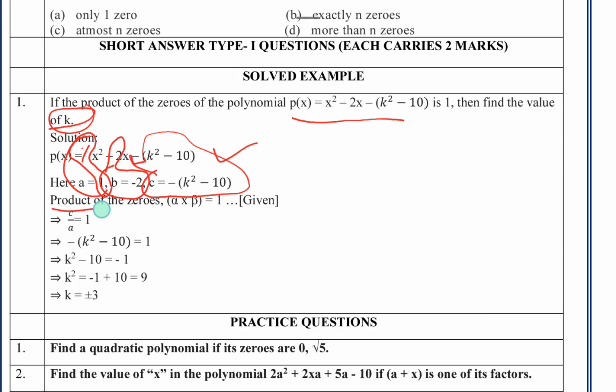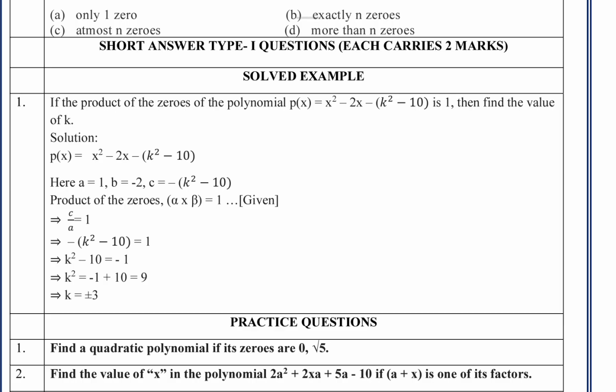Then the product of the zeros, alpha into beta, is 1, and c by a is 1. So minus k square minus 10 equals 1, and k square minus 10 equals minus 1. Shifting the minus to this side, k square equals minus 1 plus 10, that is 9. K equals plus or minus 3.